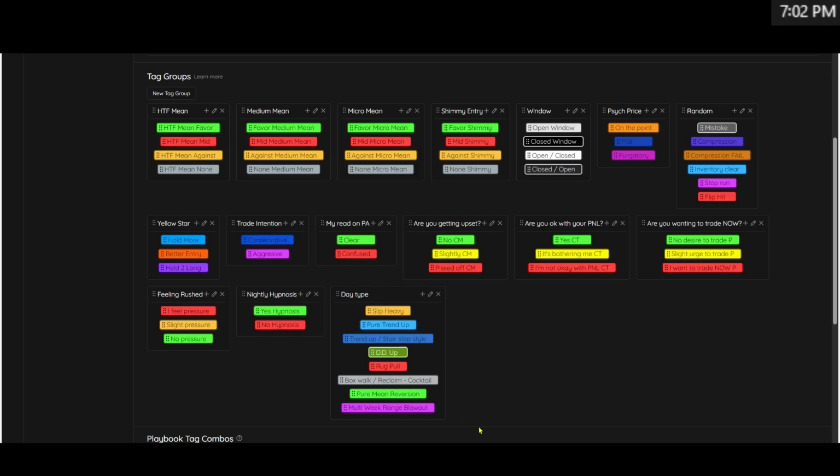Finally, we have day types. Some of this may not make sense to you. We got pure trend up. That should make sense to you. Is it a pure trend up? We got rug pull, which is pure trend and down. And then we have pure mean reversion, which is just a ranging day.